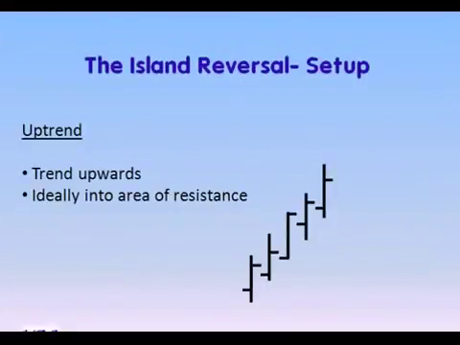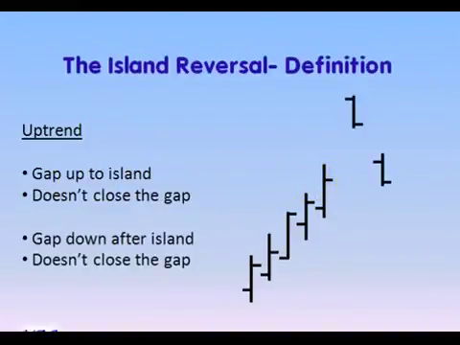Like all of the top reversals we've looked at so far, the setup involves price action trending upwards. And ideally, if it trends into an area of resistance, we've got a higher probability of reversal. The island reversal pattern then forms involving two bars. From the uptrend, price gaps up to the first bar here and is unable to close the gap. And price then gaps down to the next bar and once again is unable to close its gap.